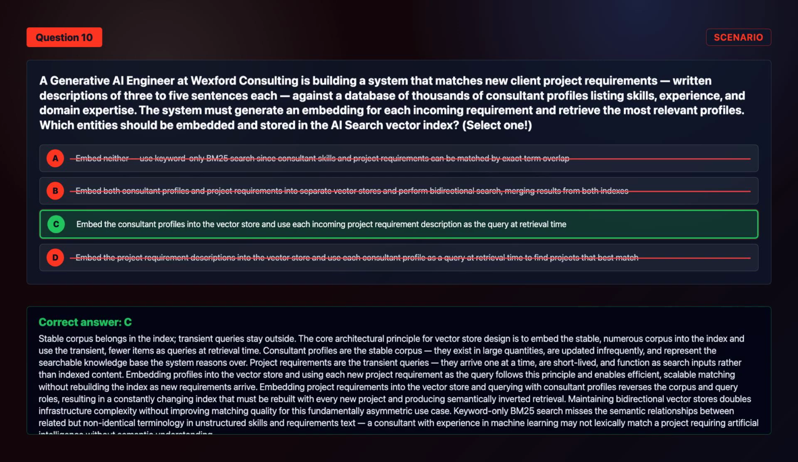The correct answer is option C. Stable corpus belongs in the index. Transient queries stay outside. The core architectural principle for vector store design is to embed the stable, numerous corpus into the index and use the transient, fewer items as queries at retrieval time.